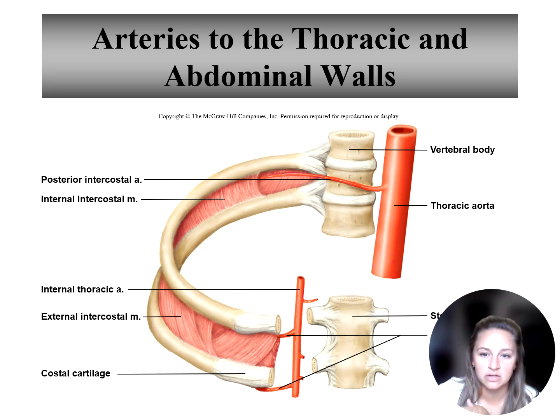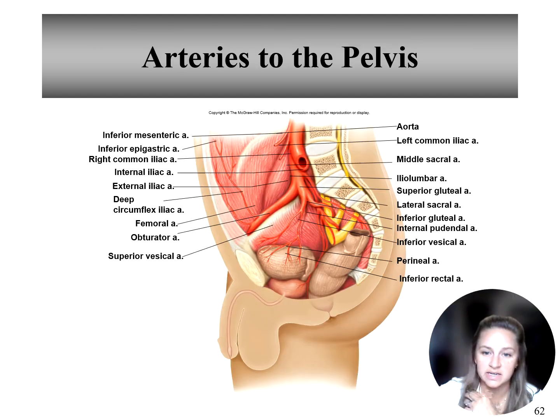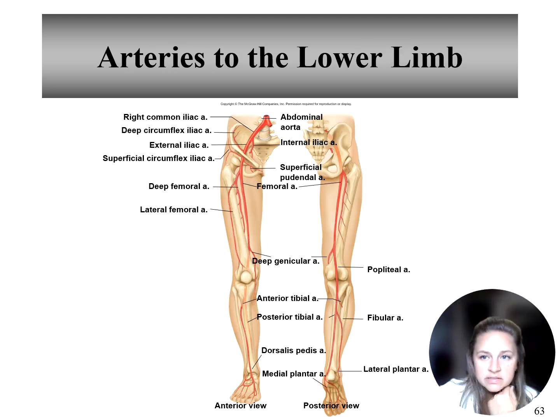So it seems like a lot, but once you understand how the names are telling you the positioning, it's much less than it appears. So these are the arteries to the pelvis. Again, feel free to pause. And the arteries to the lower limbs, showing the anterior and the posterior view. So this is toes forward, this is toes away.